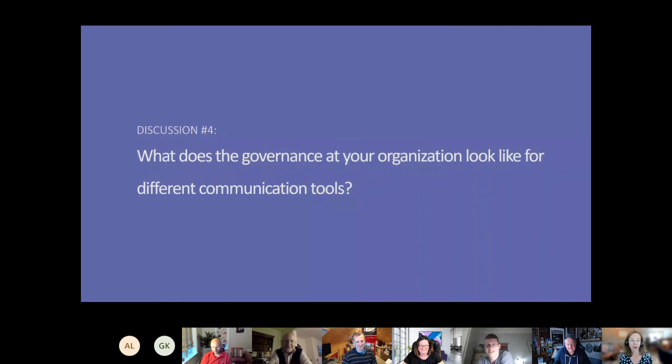Okay, awesome. So I guess our next discussion point, I'm really curious what governance at your organizations looks like for those different communication tools, and if you have any of these different guidelines of what to use when.